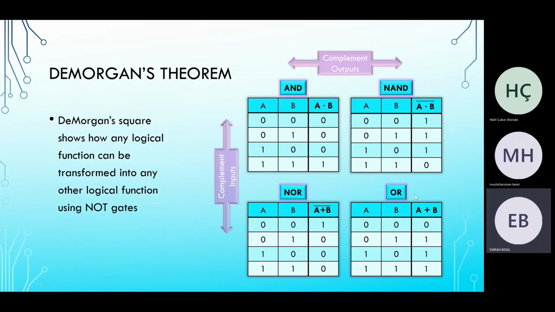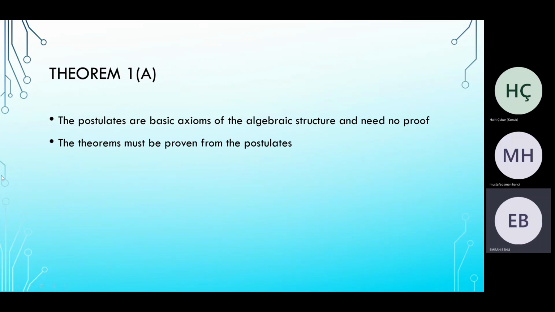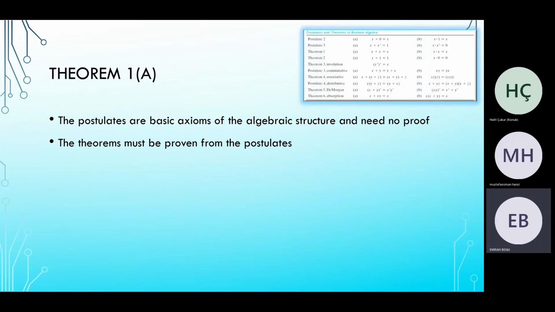Now let's, so for the postulates, we don't need proof, because they're basic axioms of the algebraic structure. But theorems, we have to prove them from the postulates. Let's see how we can prove them. So we have the table here.